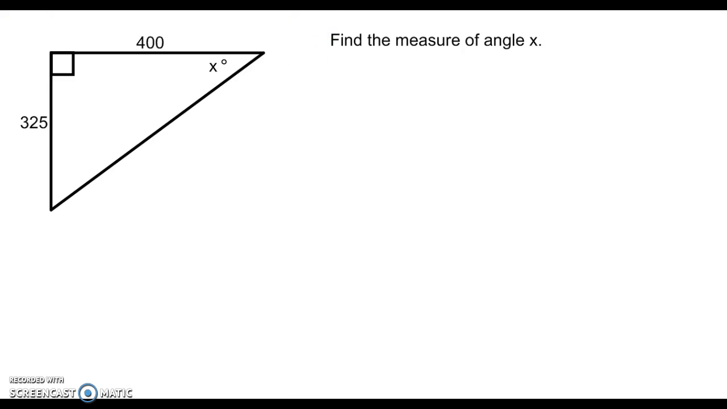Here's your next example. Please draw this in your notebook, and you can pause the video here if you need to, but make it look exactly like this. Our directions say find the measure of angle X. Here's our angle X. So what I'd like you to do is take a minute and see if you can mark up the sides that are given correctly. 325 is the side opposite. 400 is the adjacent side.